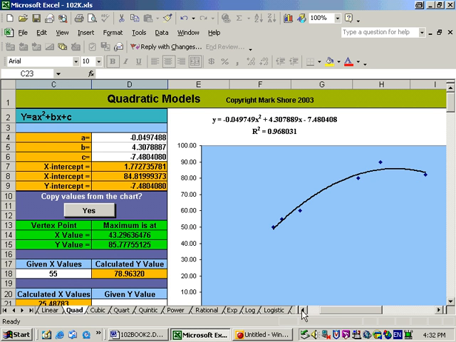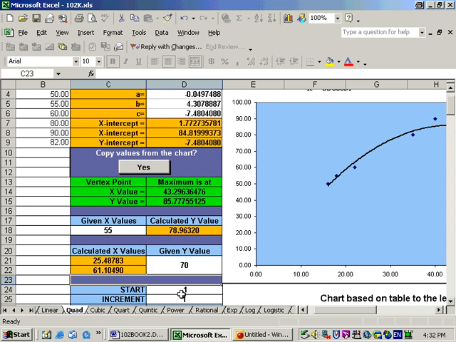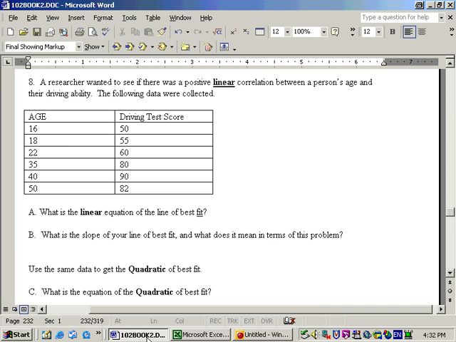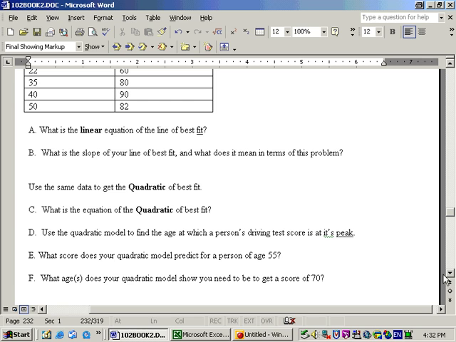It also asks what's the driving test score for somebody who's 55. According to this model, just put a 55 in here and you get 78.9. And it also asks what ages do you need to be to get a driving test score of 70? Well, driving test score is a y value, so put 70 in for y and you get these two ages, 25.5 and 61.1 are the answers to that. And that answers all the questions from problem 8, and we'll pick up from problem 9 on the next video.